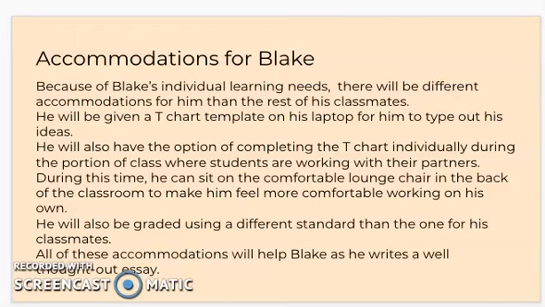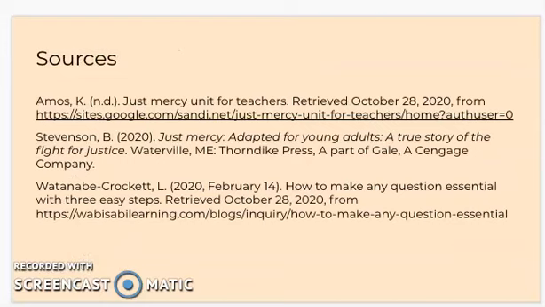He will also be graded using a different standard than the one for his classmates. These will help him write a well-thought-out essay. These are the sources that I used to create this lesson plan.